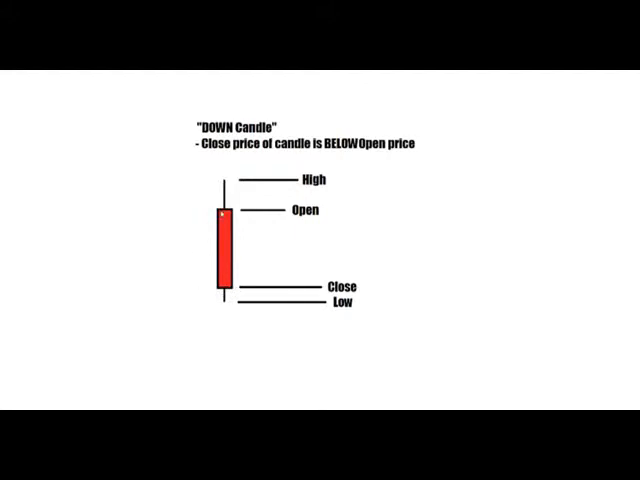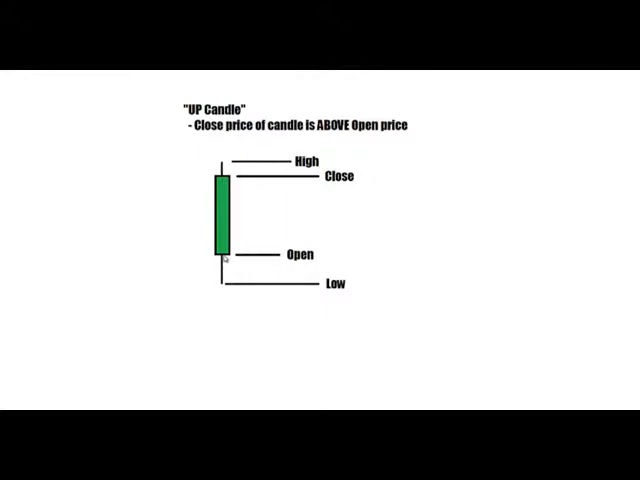Now you'll notice that the down candle has a red body and the up candle has a green body. And usually this can be colored whatever you wish based on the charting platform that you're using, but the two general colors are green for up and red for down. That's how you can easily distinguish between a bull candle and a bear candle, or an up candle and a down candle.